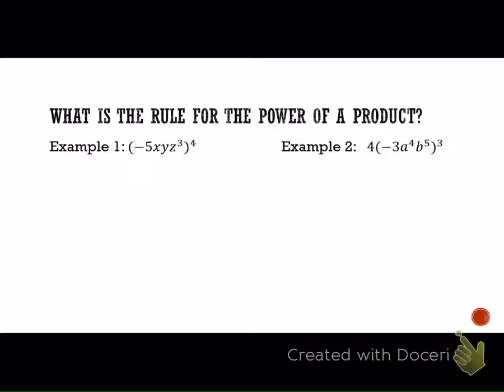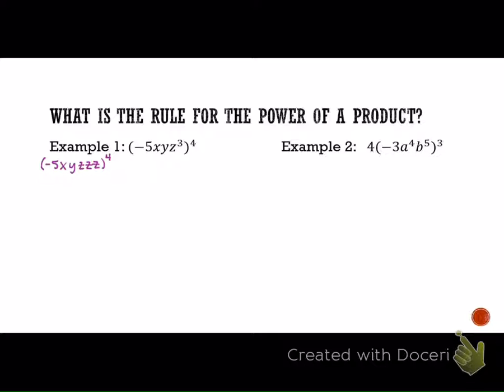So what is the rule for this? Let's talk about what this means. What this is saying is that we have negative 5xyz to the third listed out 4 times, right? So z is listed out 3 times. So if I do that, that's negative 5, x, y, z, z, z to the 4th power. Do you guys agree with that?